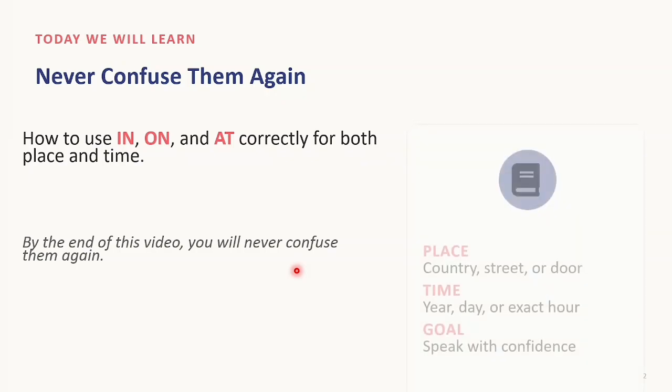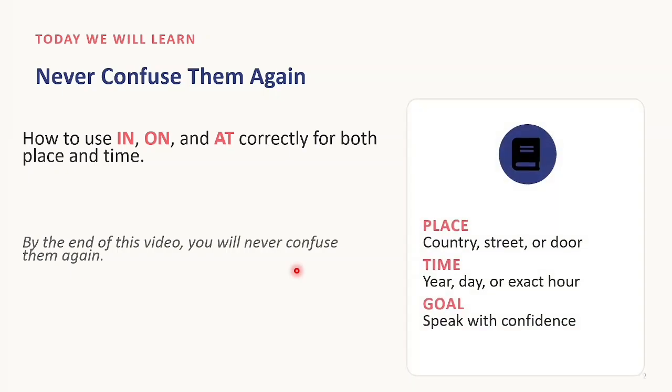So our goal for this lesson is place and time. Place, like country, street, or door. For time, year, day, or exact hour. And our goal is that we should speak with confidence, with no mistakes, and speak very clearly. So let's move on with the golden rule.